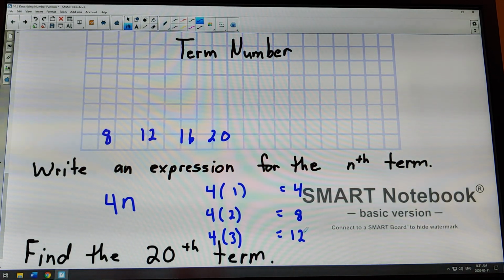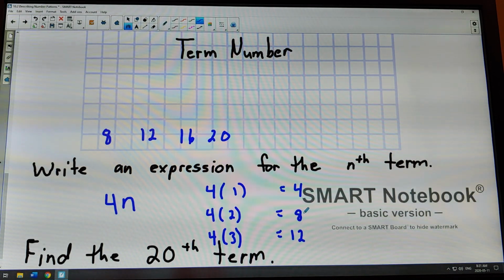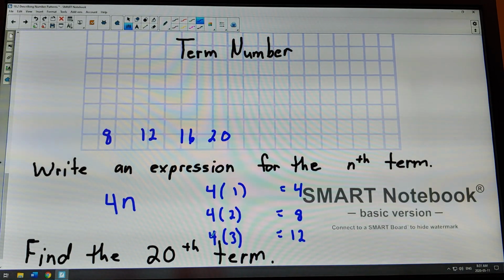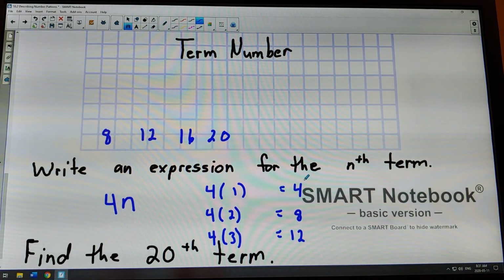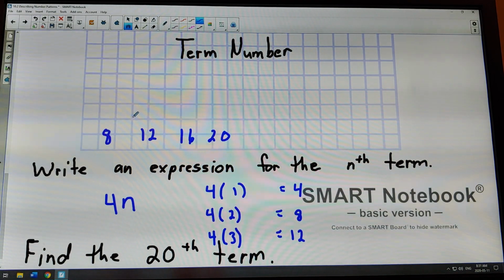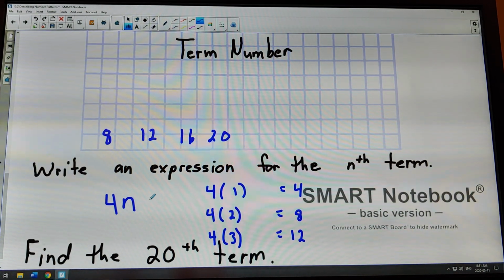4, 8, 12. Look at the increases. It went up by 4. That went up by 4. So we're most of the way there. So we have our increase of 4 each time, and that's because we multiplied n by 4. But we need something else. So let's take a look at our answer again. We're at 4. We needed it to be 8. So what do we have to do?